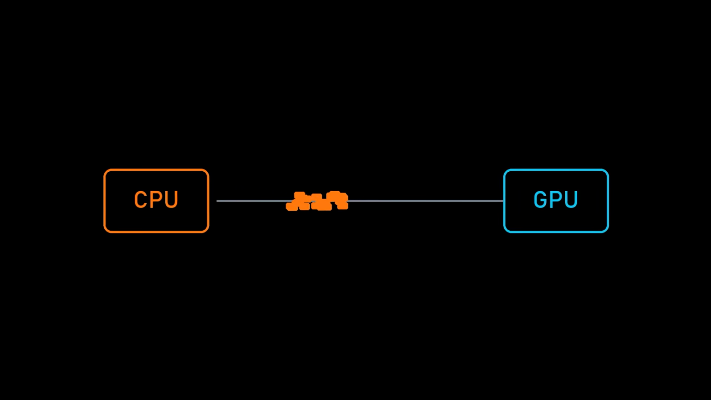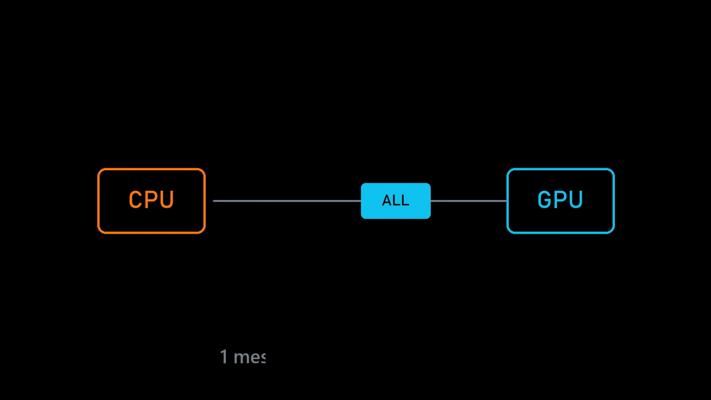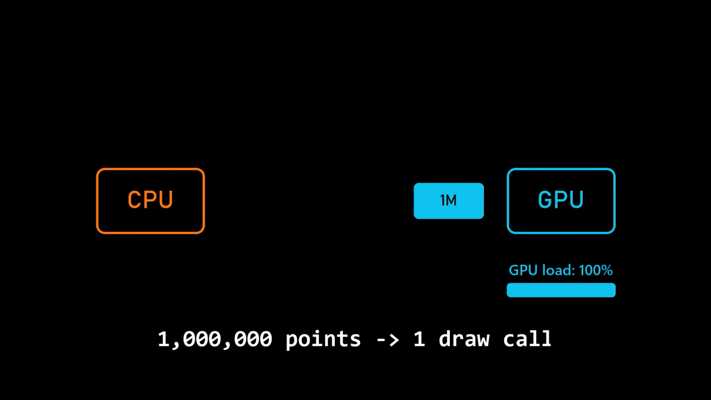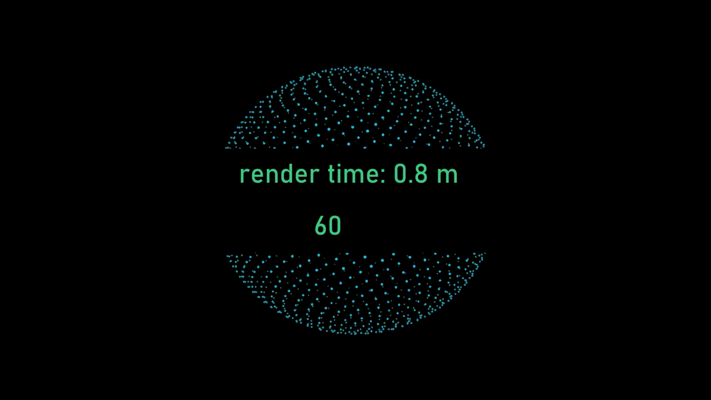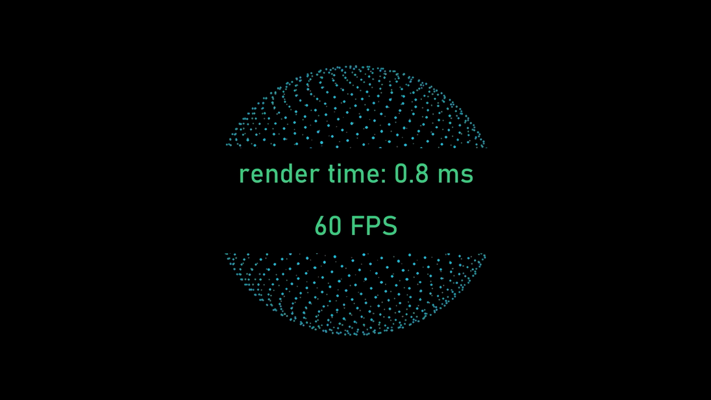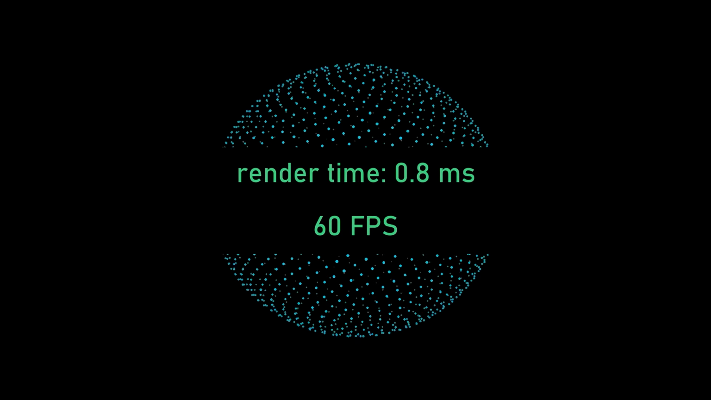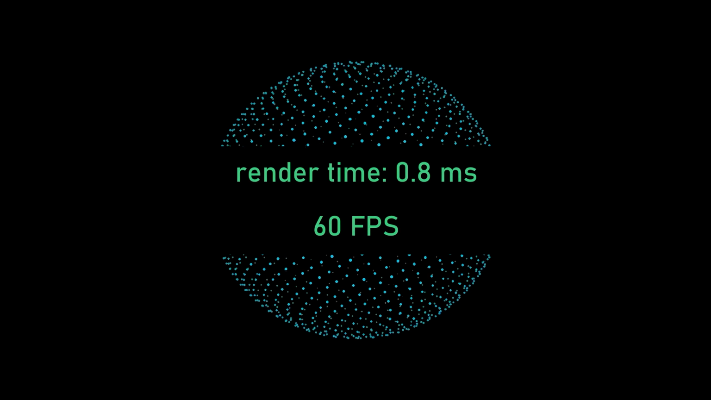Now, here's the fix. And it's beautifully simple. What if you didn't make 1,000,000 calls? What if you handed the GPU the entire list of points? All at once, in one message. One draw call for all 1,000,000 points. That's it. That's the core trick. You stop interrupting the GPU. You give it everything up front. And then you get out of the way. The GPU does what it's been ready to do the whole time. And it does it in under a millisecond.